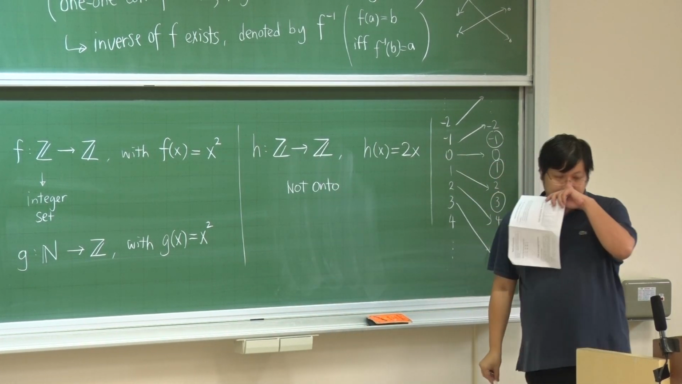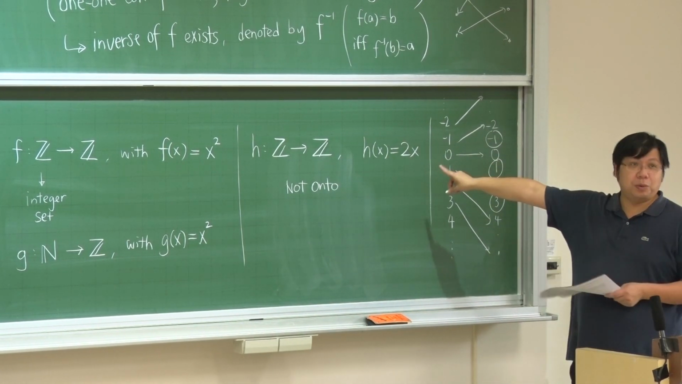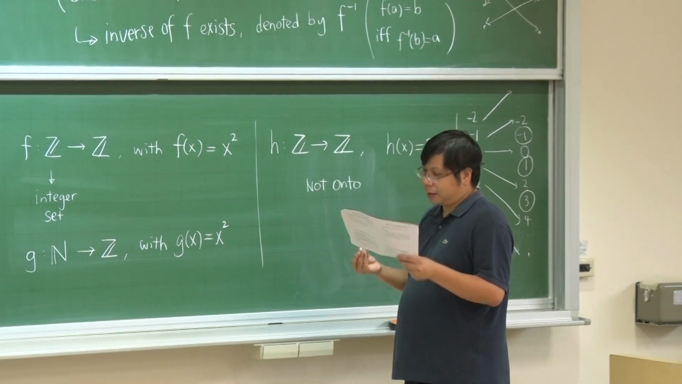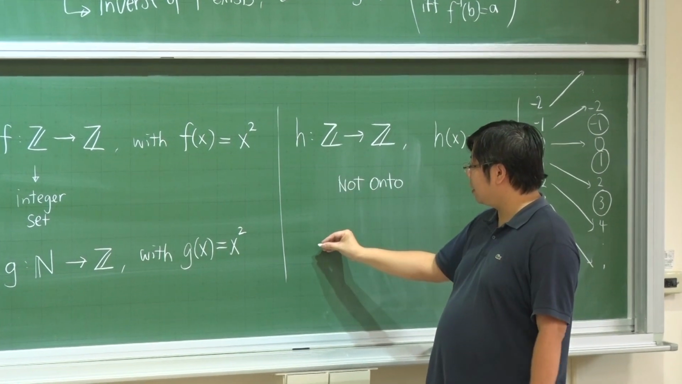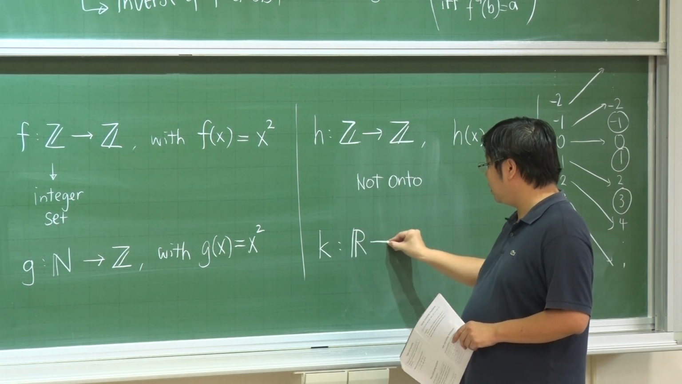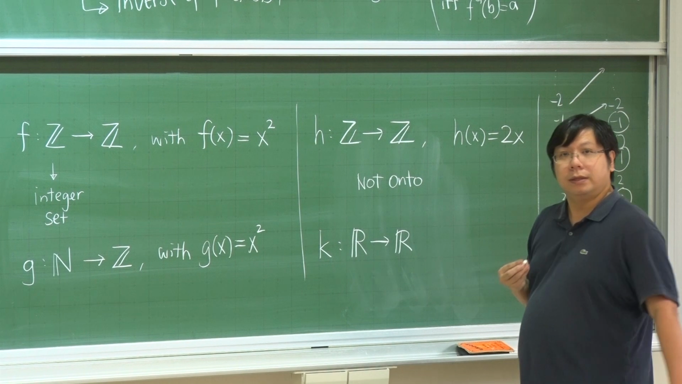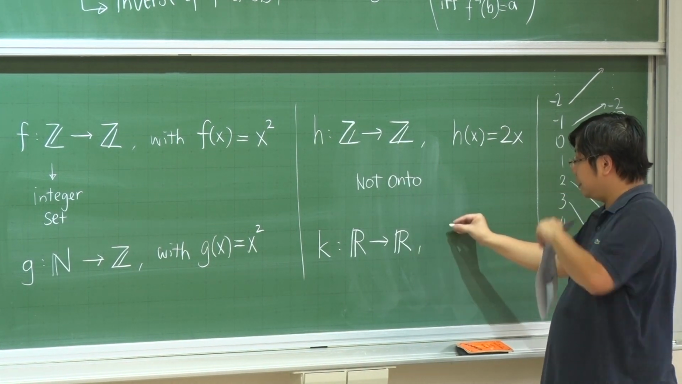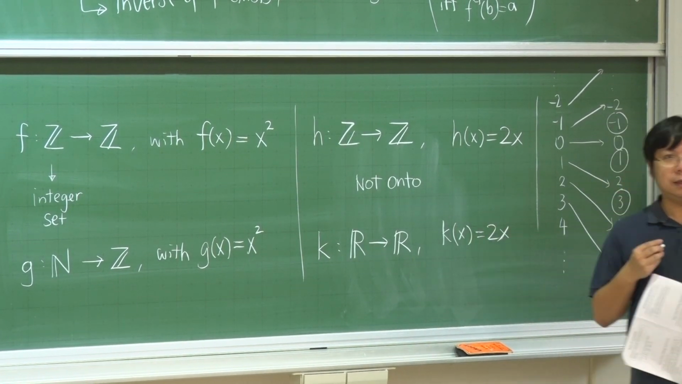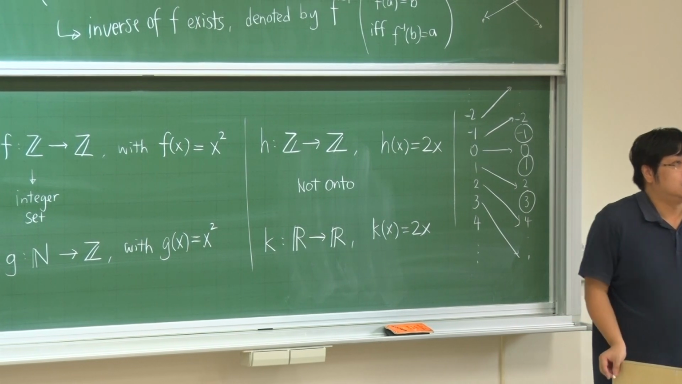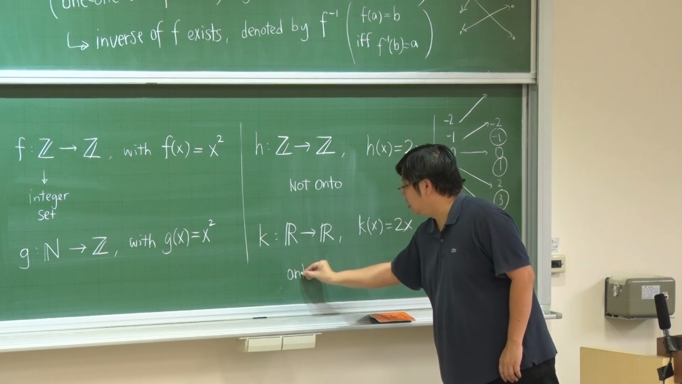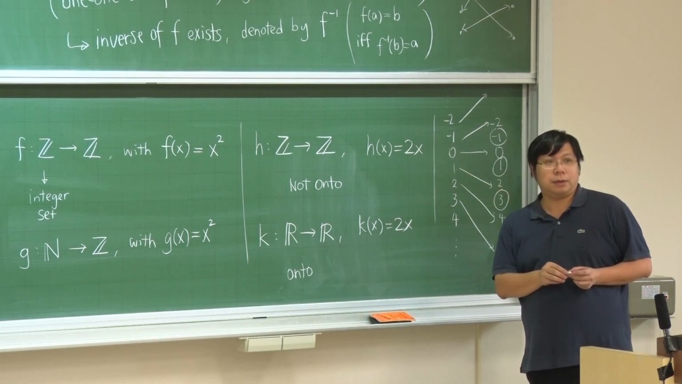Not onto. But this is one-to-one. This is one-to-one, but not onto. But if I change it a little bit, let's call it function k. This function k is from real numbers to real numbers, such that k of x is equal to 2x. Is it onto? Yes, this time it is onto. But how can we prove this one is onto?